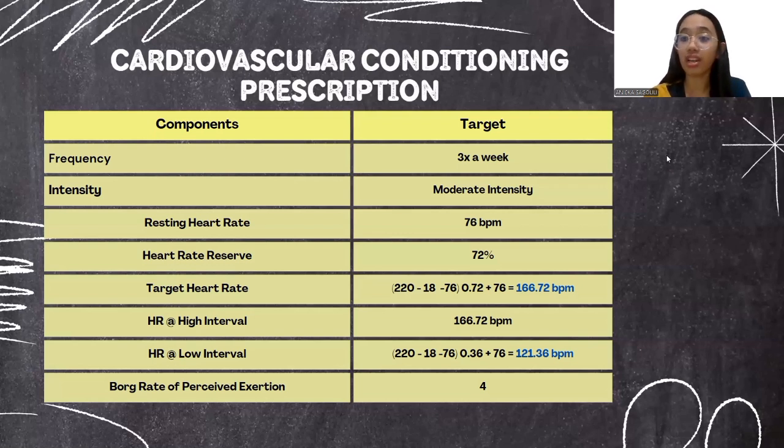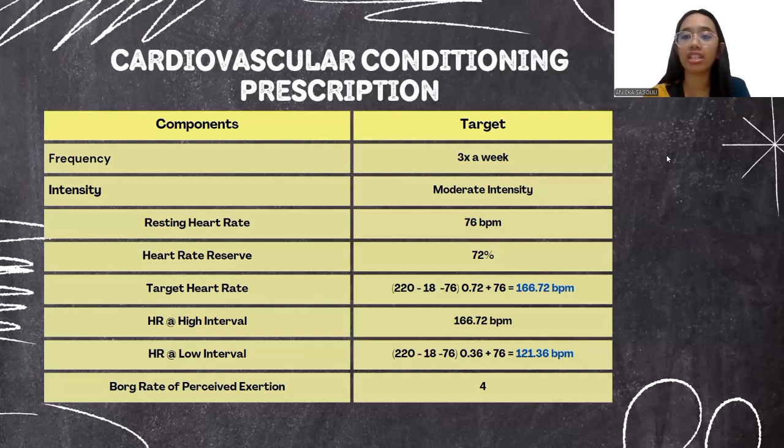Now, to calculate my target heart rate, we will use this formula: 220 minus my age, which is 18, minus 76, or my resting heart rate, multiplied by my heart rate reserve, which is 72%, therefore multiplied by 0.72, plus 76, which is my resting heart rate, which is equal to 166.72 beats per minute or 167 beats per minute. Therefore, this 166.72 or 167 beats per minute is also my heart rate at high interval.